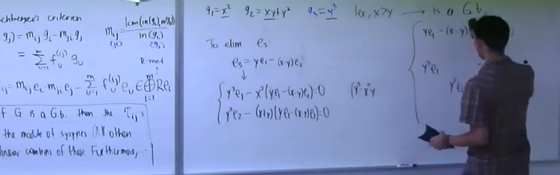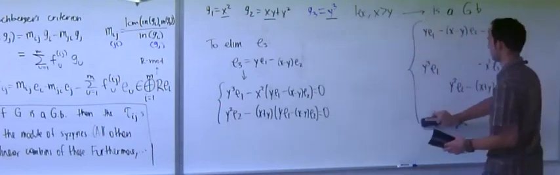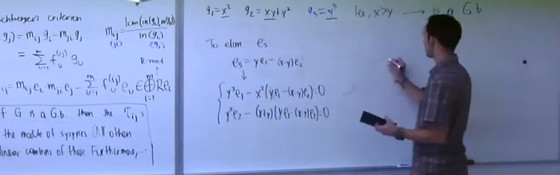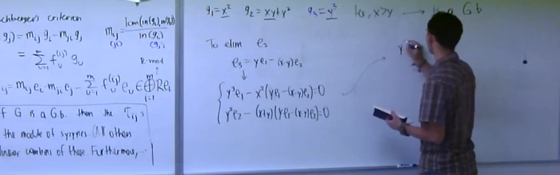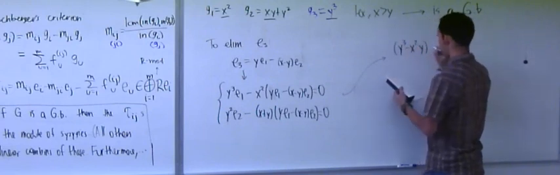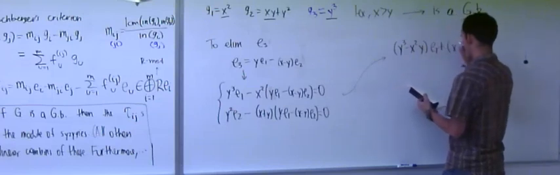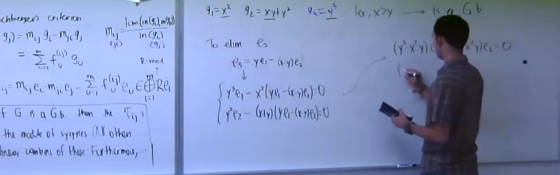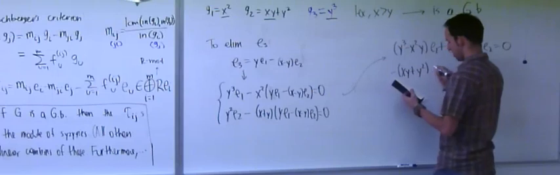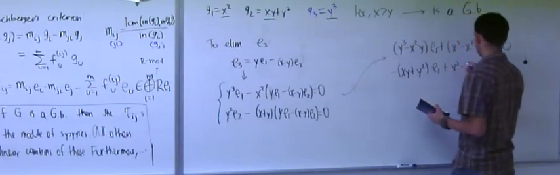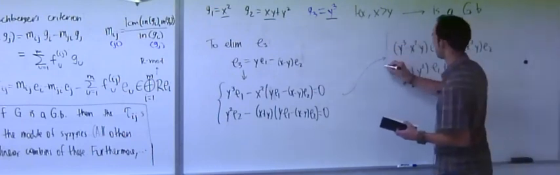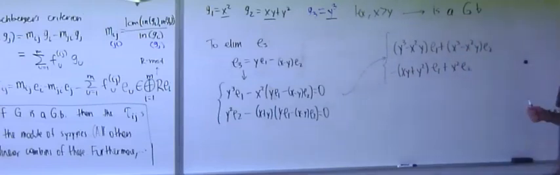Well, now I don't need this anymore. So the relations between E1 and E2 look like this. Y cubed minus x squared y times E1 plus x cubed minus x squared y times E2 is equal to 0. And minus xy plus y squared E1 plus x squared E2. Those things are equal to 0. So these guys are going to generate the syzygies of E1 and E2, of G1 and G2.